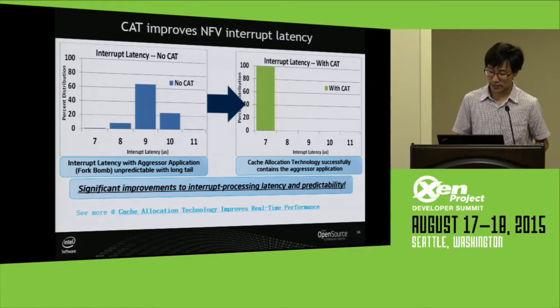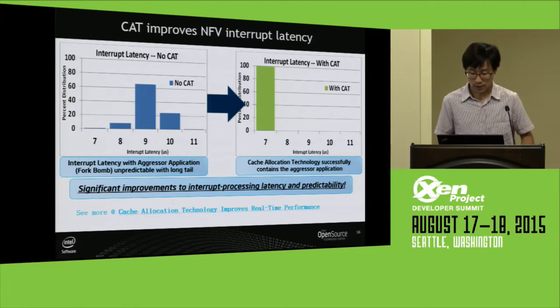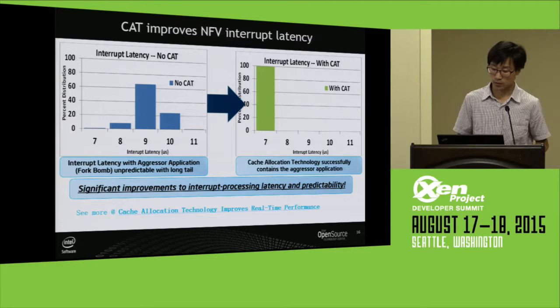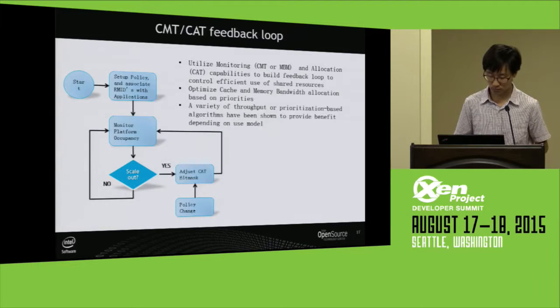This is the cache allocation technology being used in NFV project optimization. By giving more cache, last level cache, to real-time applications and the system core services, we can improve the interrupt latency significantly.